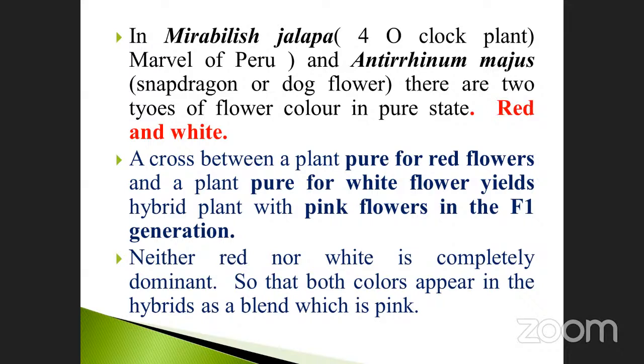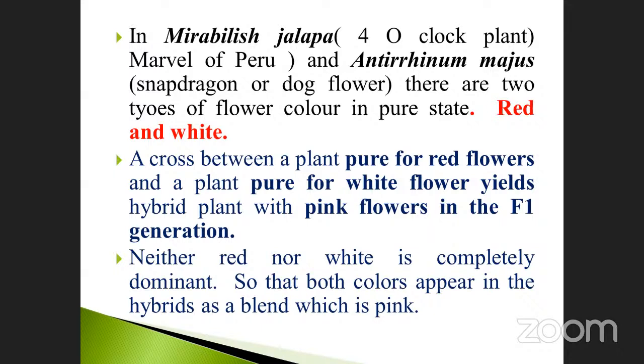So both the characters will be expressed in the F1 generation, isn't it? That's why red is also a dominant character, capital R or whatever it may be. A white W, small w, like that. Okay, what happened here?